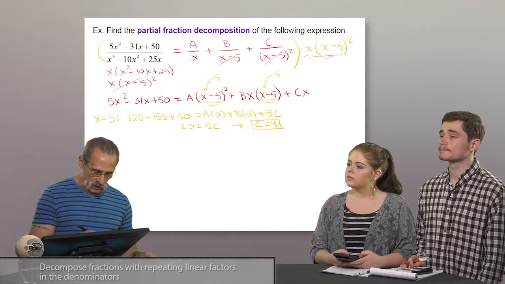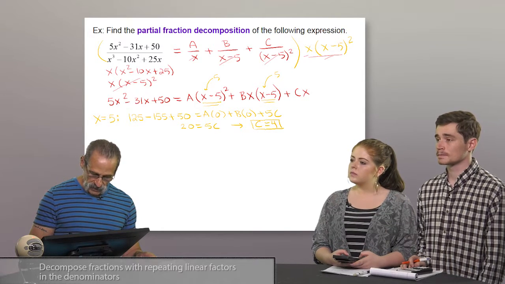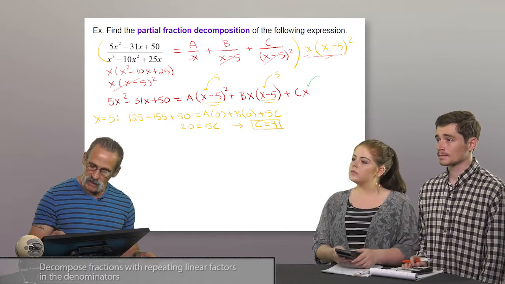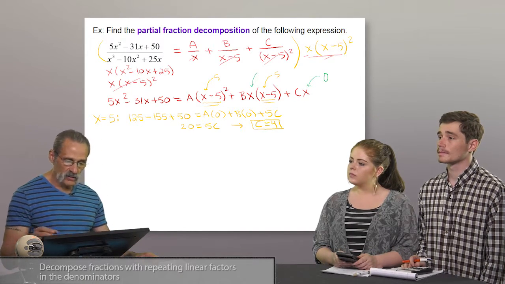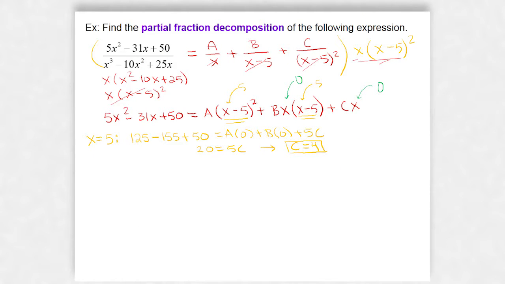Next, I'm going to pick another value for x. I'm going to pick a value that'll make a factor 0. Well, let me pick x to be 0, because that would eliminate this particular term here, as well as here. So if I let x equal 0, then I have 5 times 0, which is 0, minus 31 times 0, plus 50. And that's equal to a times 0 minus 5 squared, and then plus b times 0, and then plus c times 0.